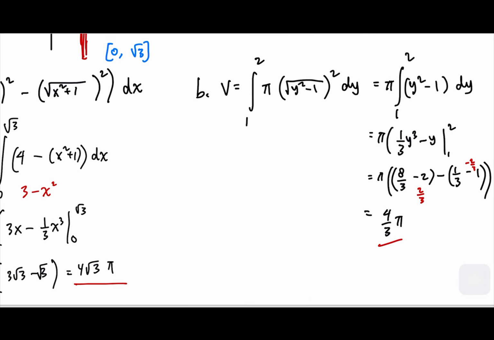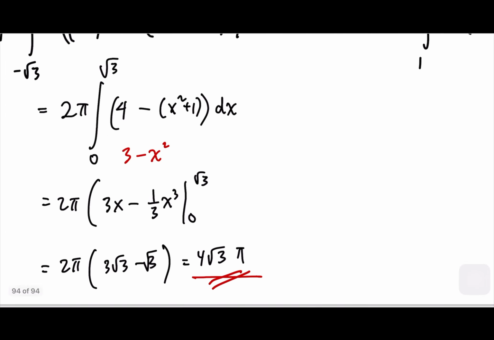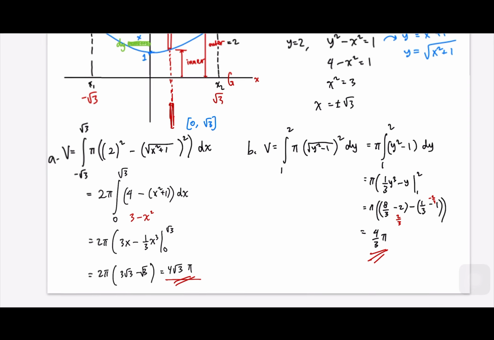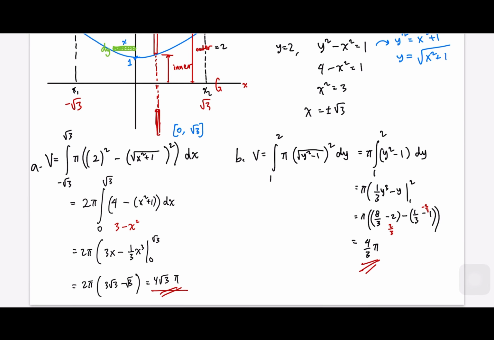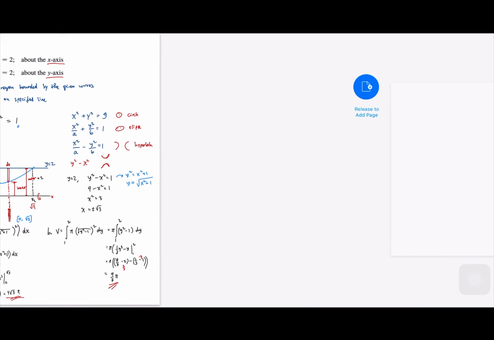Okay, so this is the first one, and this is the second one. I hope you get the idea behind all these calculations, right? Okay, we can move on to the next question. We can try this one.